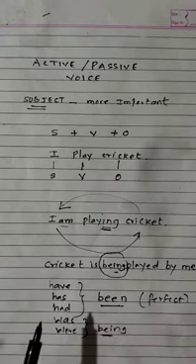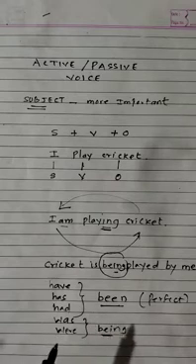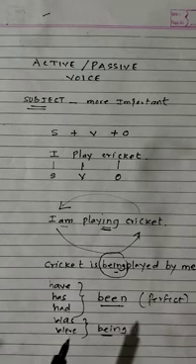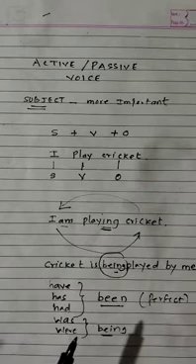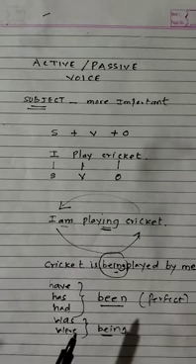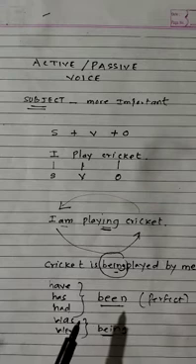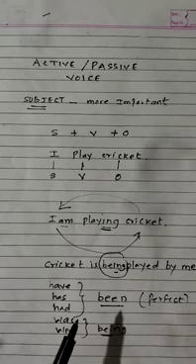So the tense should remain the same. You should know the sentence is in which tense. So that is why first thing you learn all the tenses and then you attempt active and passive voice, it will be easy for you. So first thing, subject in active voice takes the place of object in passive voice. Object in the active voice takes the place of subject in the passive voice.